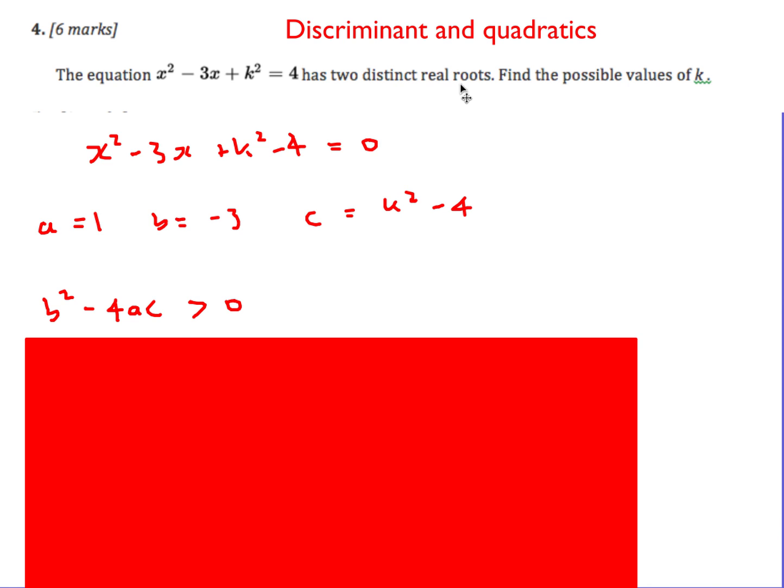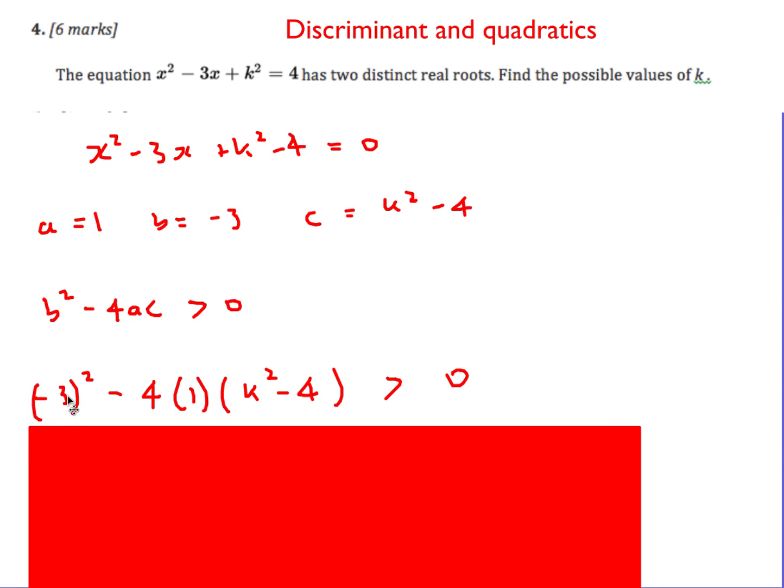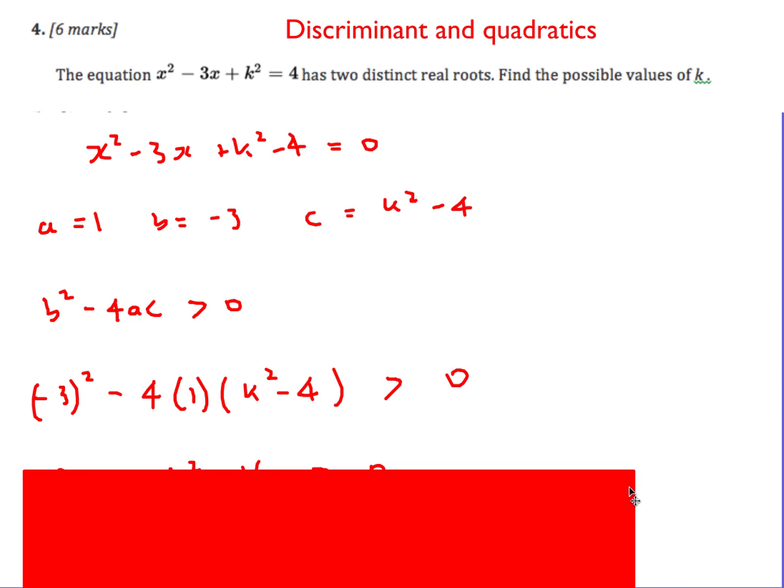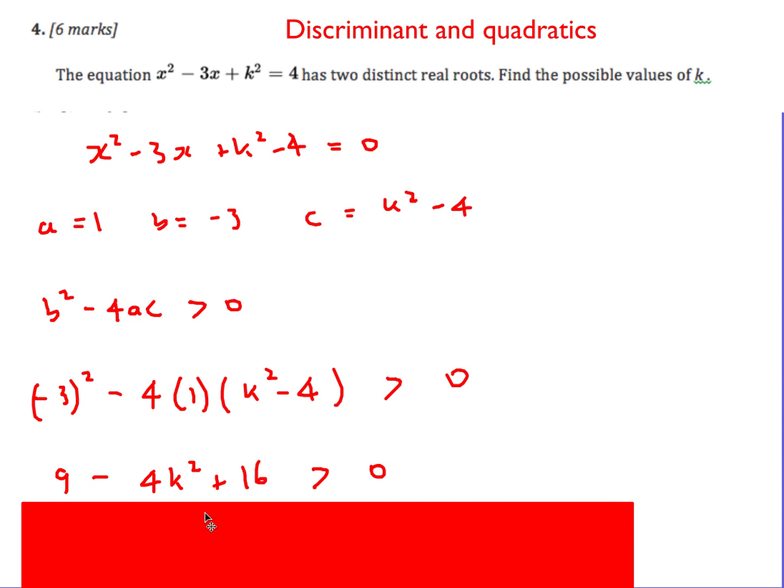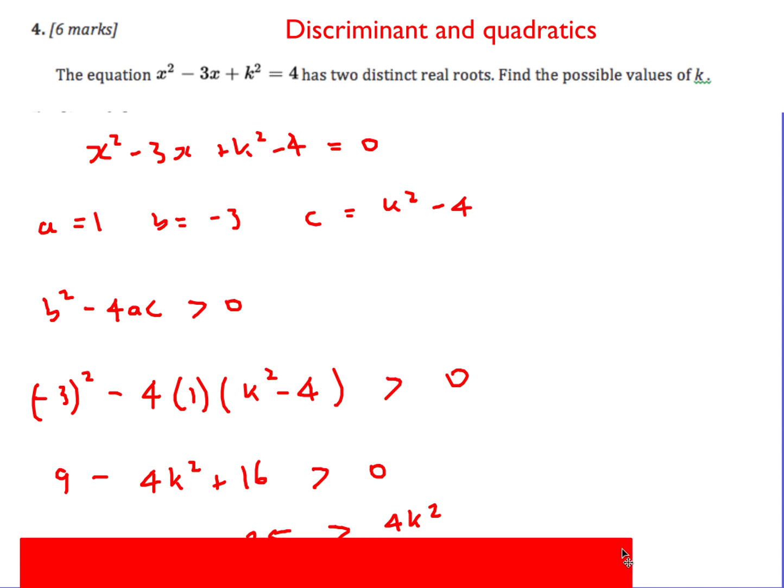Two distinct real roots, therefore b squared minus 4ac must be greater than 0. Stick it in with the brackets, put the brackets in first, you're going to guarantee yourself some method marks. Minus 3 all squared minus 4 times 1 times k squared minus 4 must be greater than 0. Now we expand out the brackets, and hopefully I should get this. So 9 minus 4k squared plus 16 greater than 0.